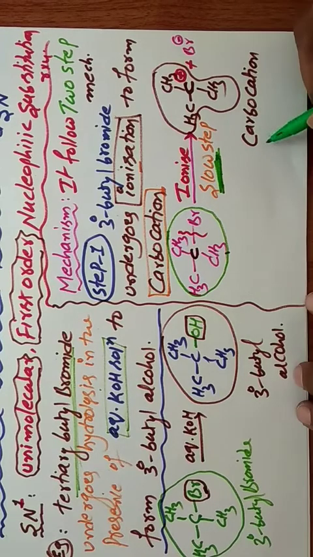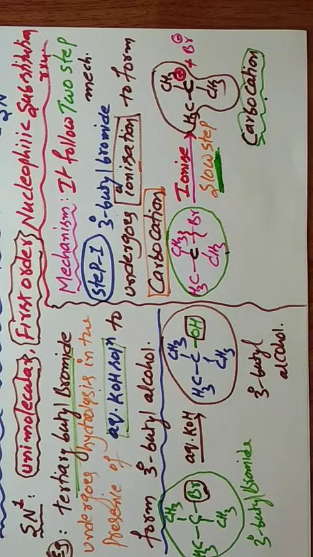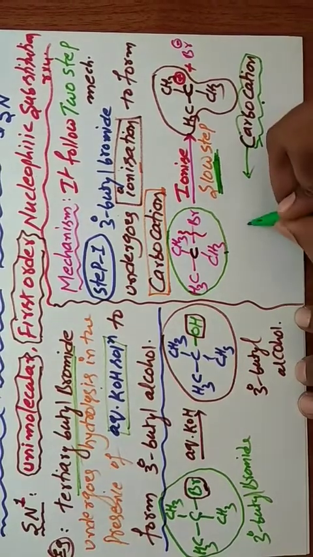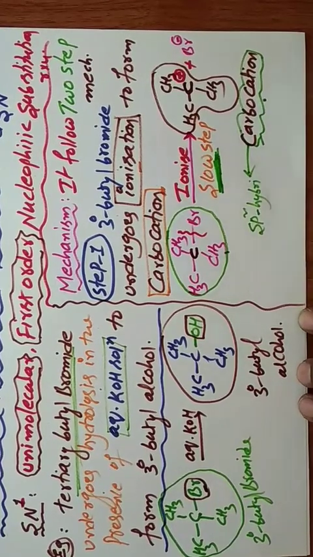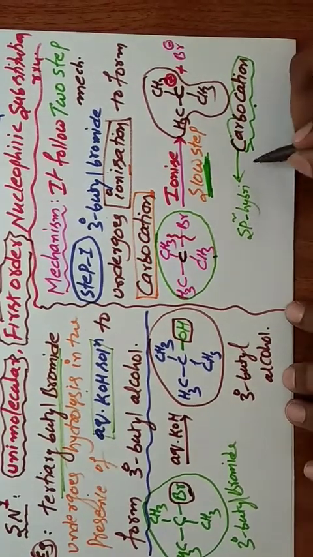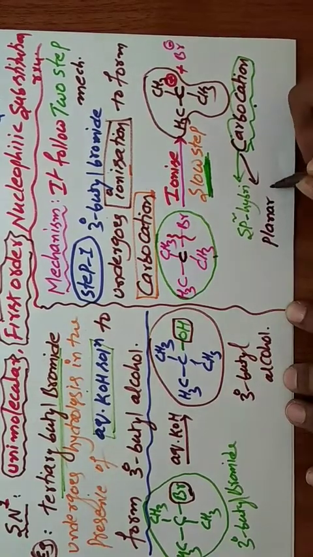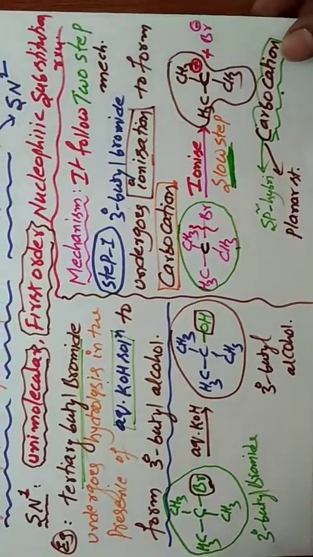So that's why in the first step we are getting a carbocation. We already learned in first PUC that the carbocation is sp2 hybridized. What is the structure? Planar structure. So next we will go to step 2.